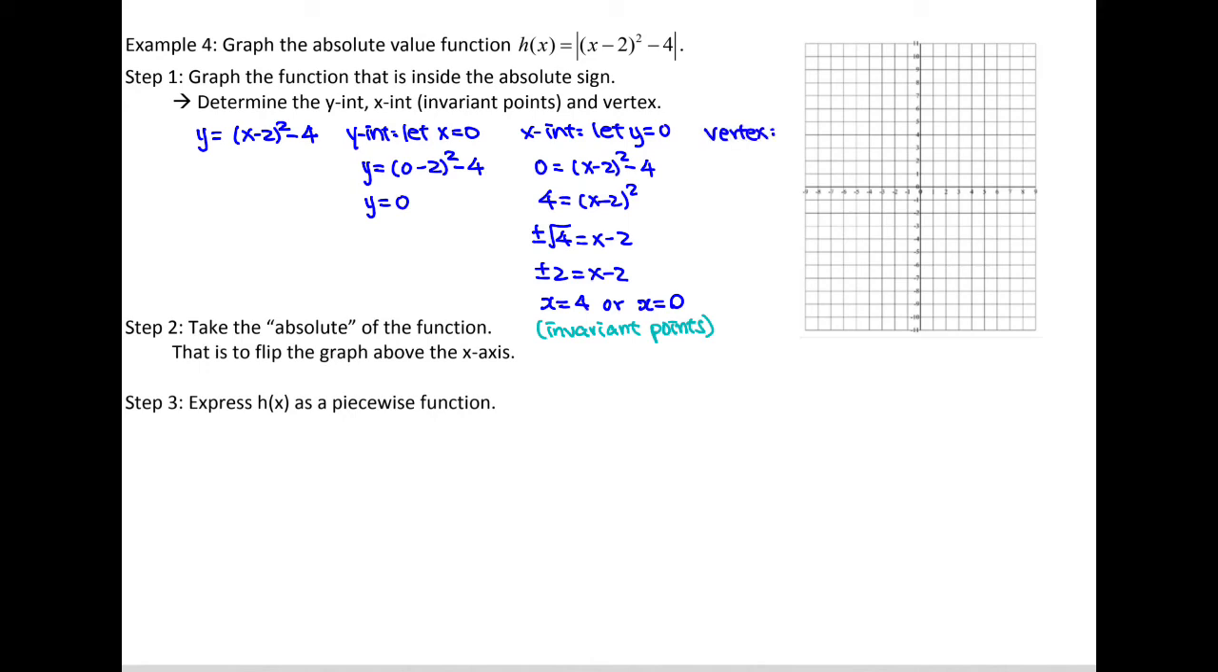Next, we have to find the vertex. By looking at this quadratic relation, we know this is already in the vertex form. And if it is in the vertex form, we know the vertex will be at (h, k). Therefore, our vertex will be at (2, -4). Now, let's graph the quadratic function by putting all the points that we know on the graph.